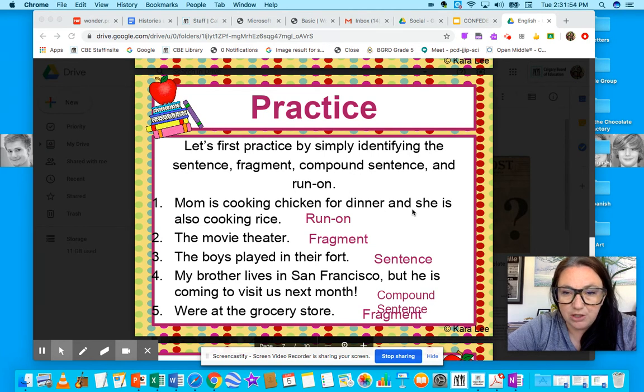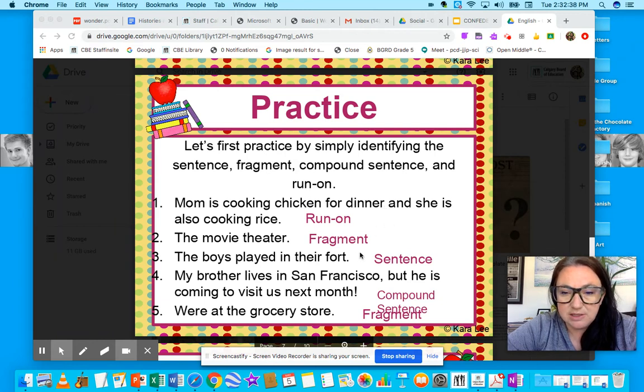Mom is cooking chicken for dinner and she is cooking rice. So that is a run-on sentence, meaning it's going on and the commas aren't in the right place. So in order to change this, we would need to put a comma here. Mom is cooking chicken for dinner, comma, and she is also cooking rice. So as you can see, these are two sentences because they have a verb, the predicate, and the subject, mom, she. So they could be two standalone sentences, or you could add the comma like we just went over.